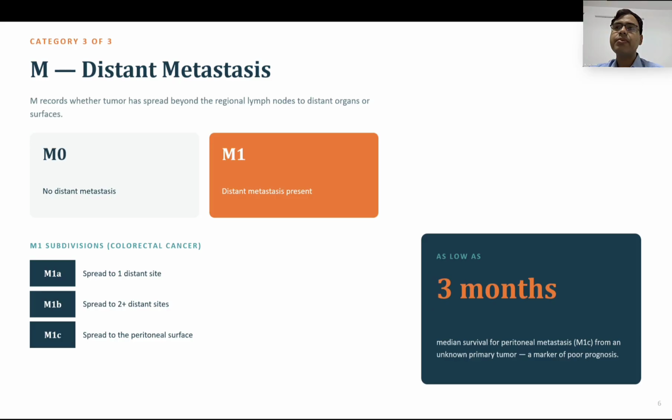And this applies even to lung cancer, it applies to ovarian cancer, it applies to colon cancers. So as we move further and further into advanced disease, even the metastasis has been subcategorized into M1A, M1B, and M1C, depending on how far the metastasis has spread. Next slide, please.